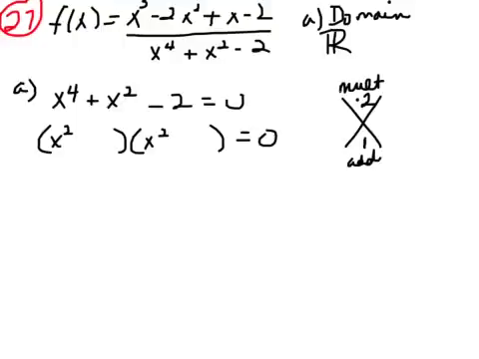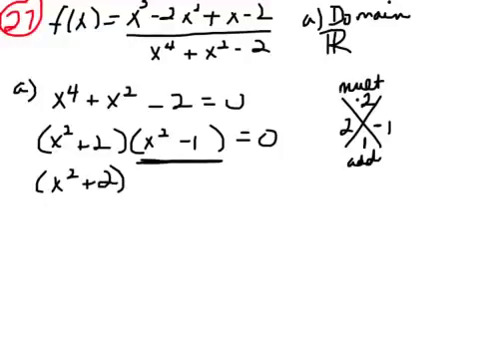Let's see. 2 and 1, let me do a 2 and a minus 1. 2 times negative 1 is negative 2. 2 plus negative 1 is 1. So this is going to be x squared plus 2 and x squared minus 1. All right, now I can keep factoring because x squared minus 1 is a difference of two squares. This breaks down into x plus 1, x minus 1.